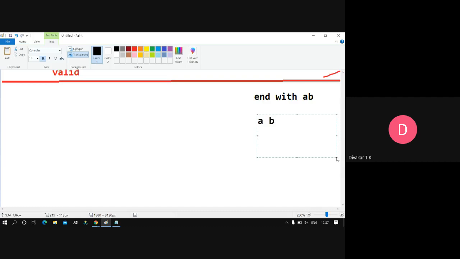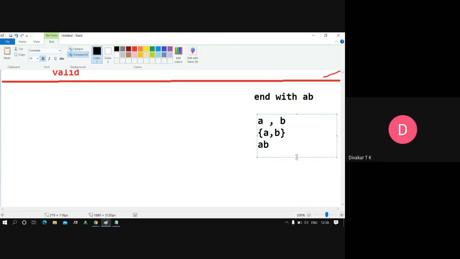Alphabet: A and B both are. Very good, but I should include Sigma, and we should include flower braces. Very good. A comma B are the symbols, and if I include them within the flower braces, {A, B}, that is the alphabet. And what is a string here? AB. Very good. AB is a string.